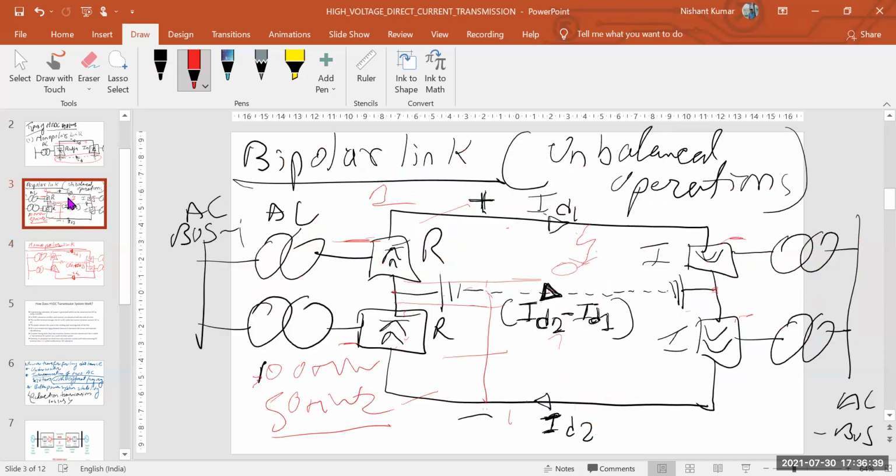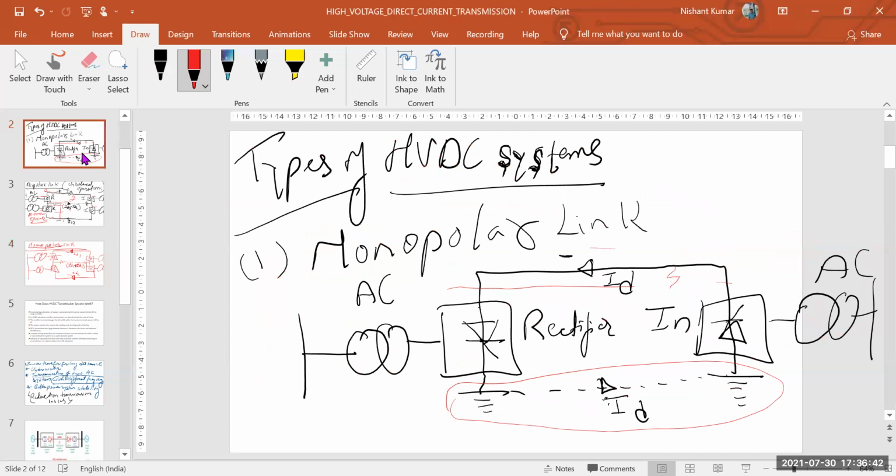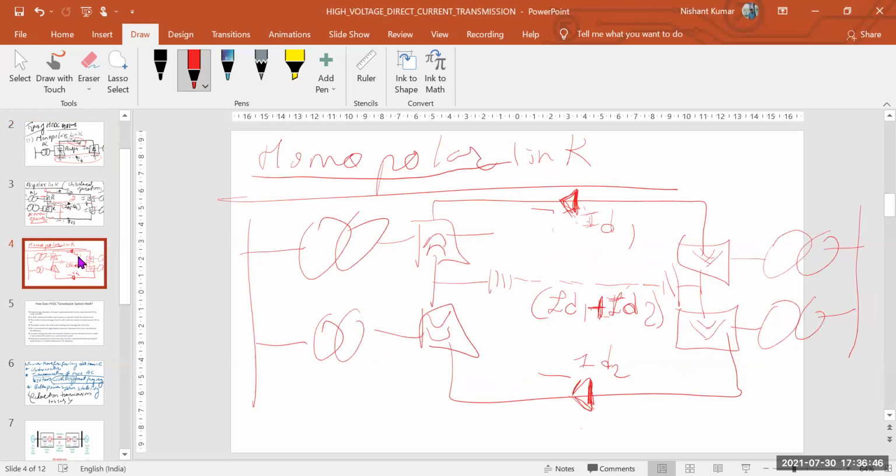Usually, as we have seen in a monopolar link, it has a negative polarity conductor. So in this also both the conductors are negative polarity conductors, and they always operate with the ground as the return path. Now, what happens when there is a fault in any of these conductors?